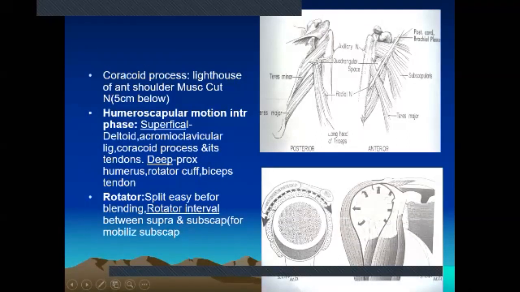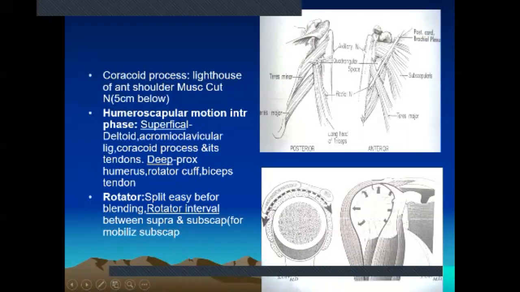As you know, the coracoid process is the lighthouse of the shoulder anteriorly. The musculocutaneous nerve passes just 5 centimeters below it. In the scapulohumeral motion interface, superficially there are the deltoid, acromioclavicular ligament, coracoid process and its tendon, and deep are usually the humerus, rotator cuff and biceps tendon, all of which are related.